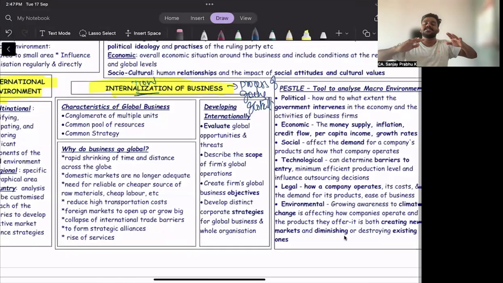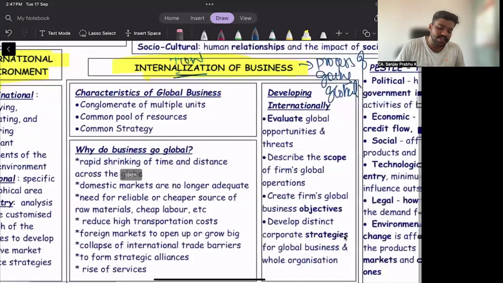You are expanding your business in different countries other than your domestic country. Say for example, if I am selling my products in India, America, Japan, China, Korea, everywhere, I can call my business a global company, global business. So internationalization of business means the process of going global, expanding your business outside the domestic country, to different parts of the world.